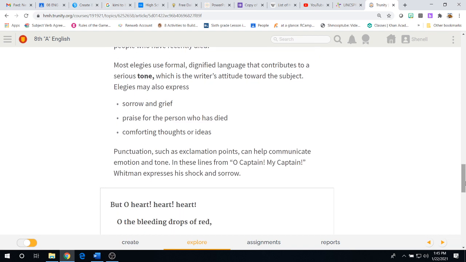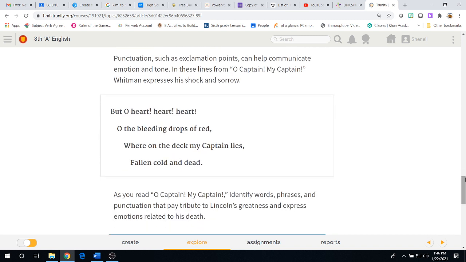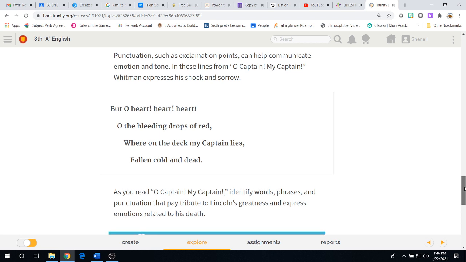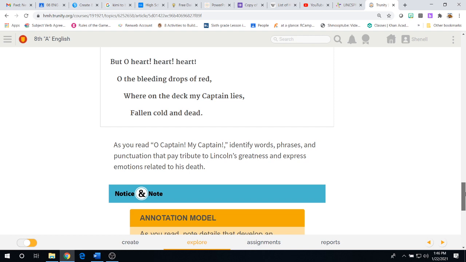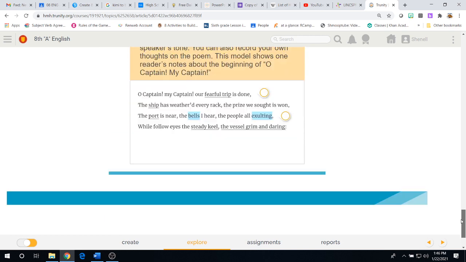Most elegies use formal, dignified language that contributes to a serious tone, which is the writer's attitude toward the subject. Elegies may also express sorrow and grief, praise for the person who has died, and comforting thoughts or ideas. Punctuation such as exclamation points can help communicate emotion and tone. In these lines, Whitman expresses his shock and sorrow. But oh heart, heart, heart, oh the bleeding drops of red, where on the deck my captain lies, fallen cold and dead. So as you read, identify words and phrases and punctuation that pay tribute to Lincoln's greatness and express emotions related to his death.